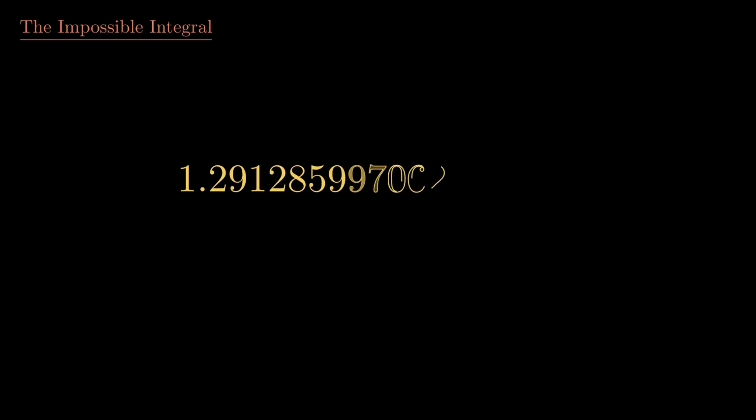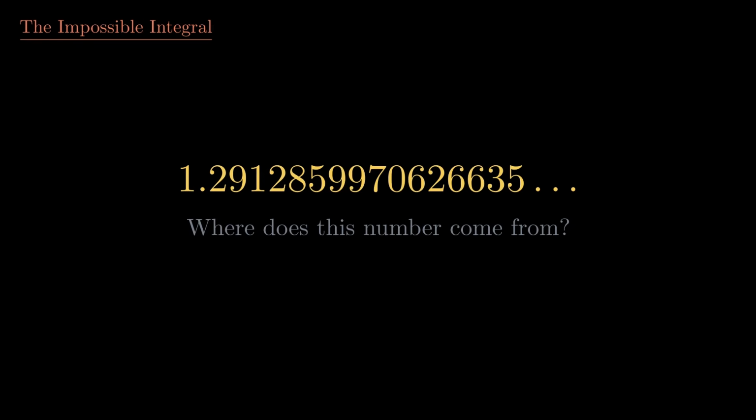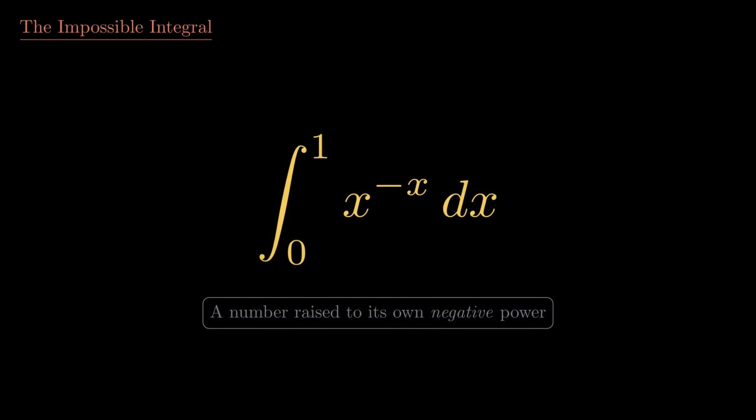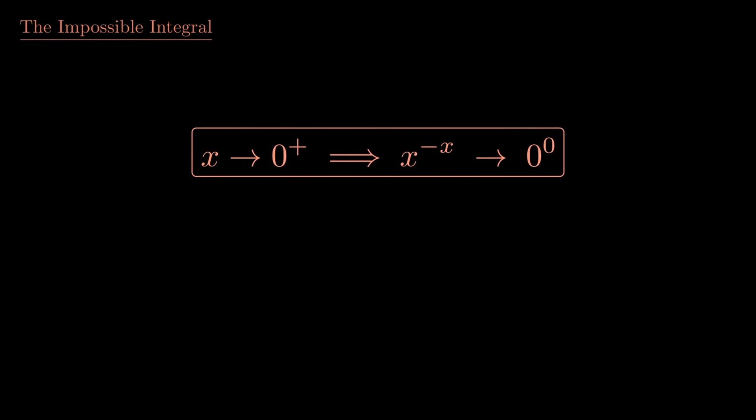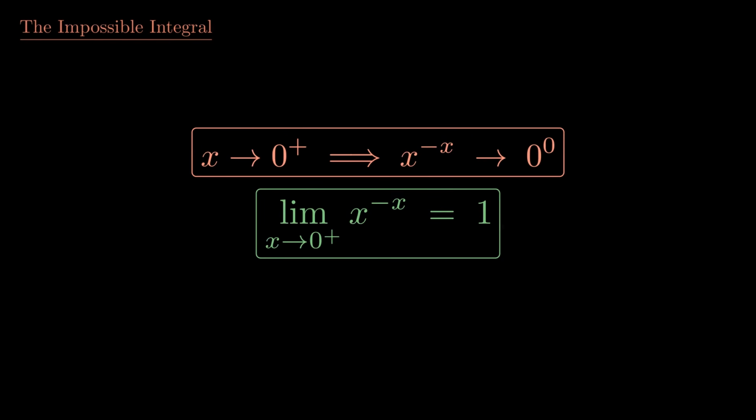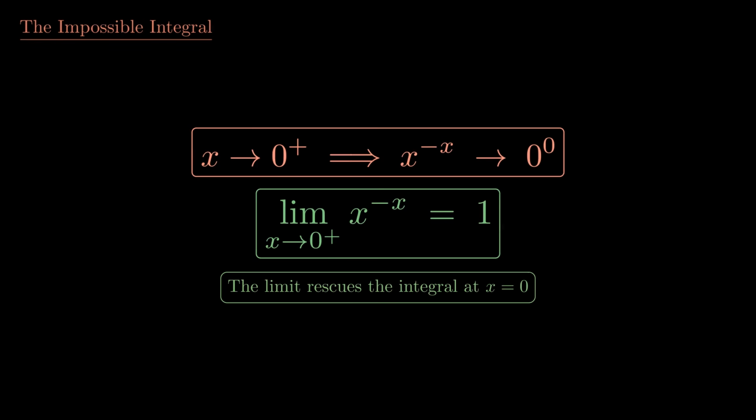At first, this number looks mysterious, 1.2912859. It seems like a random decimal, but it comes from a surprising integral, the integral from 0 to 1 of x to the negative x dx. That already feels strange. Near 0, x to the negative x seems to head toward 0 to the 0, something undefined, something dangerous. But the limit rescues the story. As x approaches 0 from the right, x to the negative x approaches 1. So the integral is perfectly well behaved.